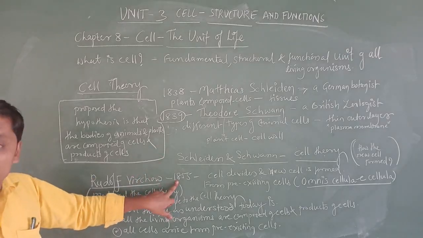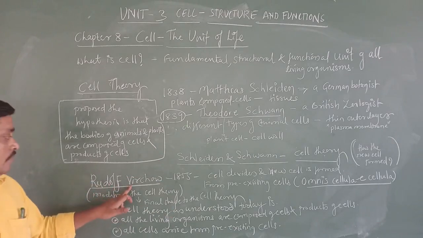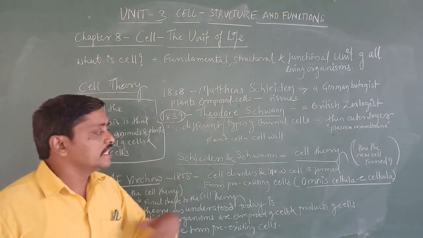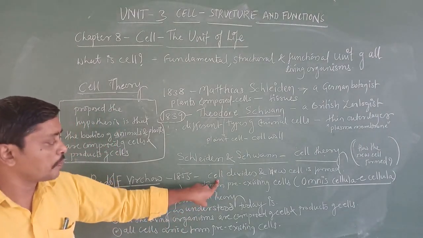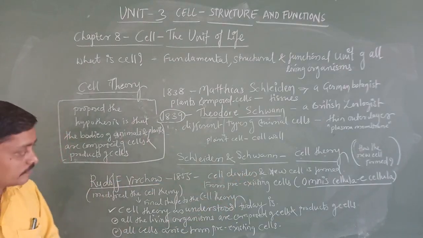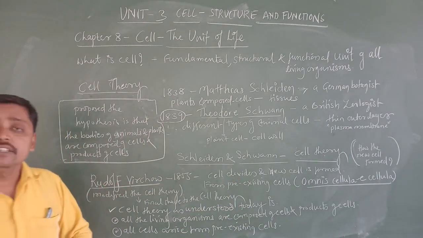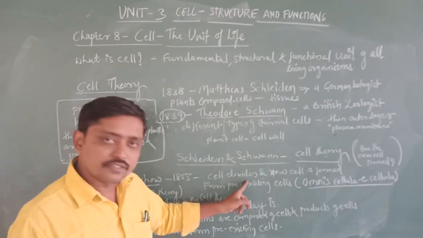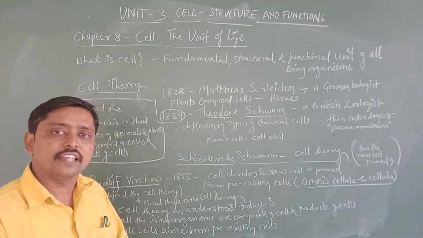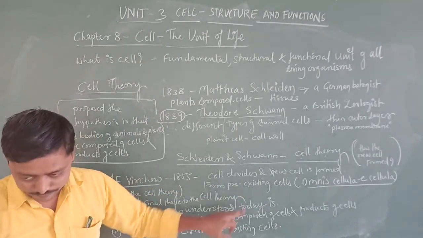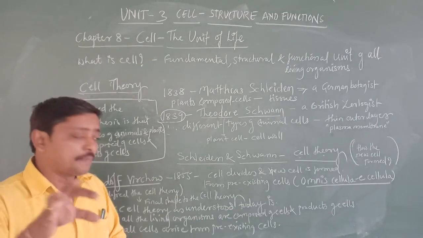In 1855, Rudolf Virchow studied and explained how the cell divides. He proposed that the cell divides and a new cell is formed from pre-existing cells. What did Rudolf Virchow study? One cell is there, and that cell is going to divide and form a new cell. In the sense, the cell divides: the pre-existing cell divides and a new cell is formed from the pre-existing cell.